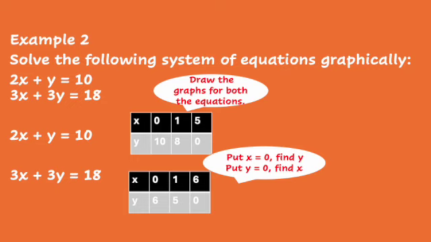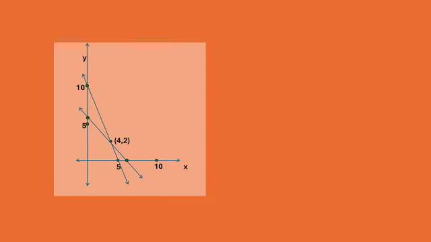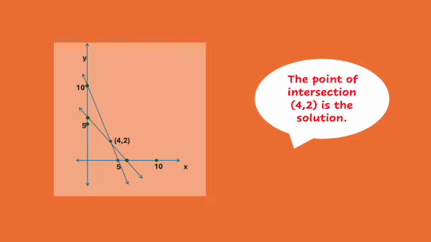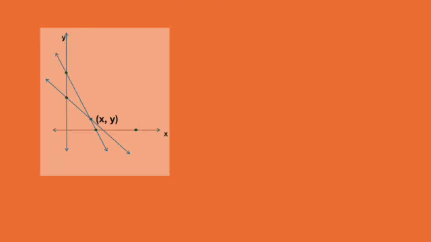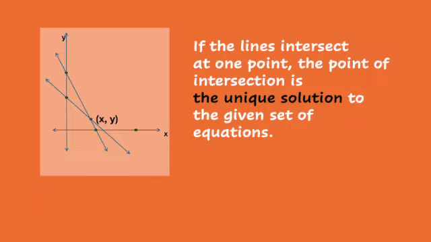Let's have a look at the graph now. Have a look here. This is the graph for the given set of equations, and you can see these two lines are intersecting each other at a single point, which is the unique solution, and the point is 4, 2. So the point of intersection 4, 2 is the solution to the given set of equations. We can conclude now, if two lines are intersecting each other at any point x, y, that point is the unique solution to the given set of equations.